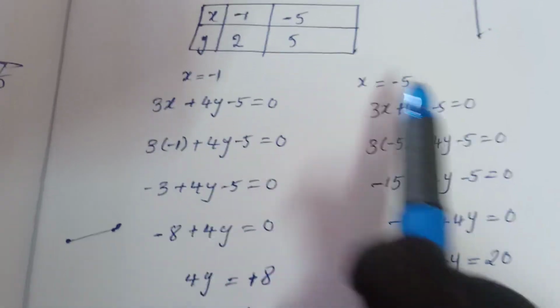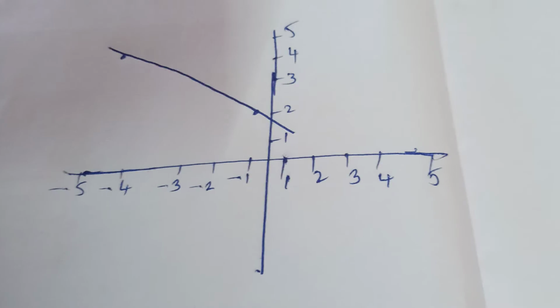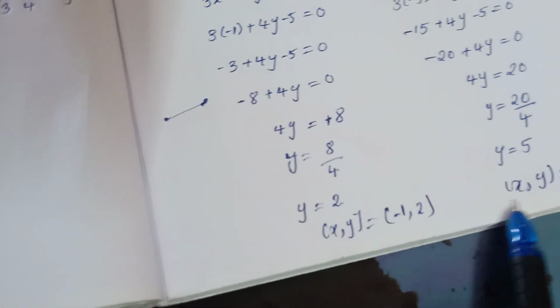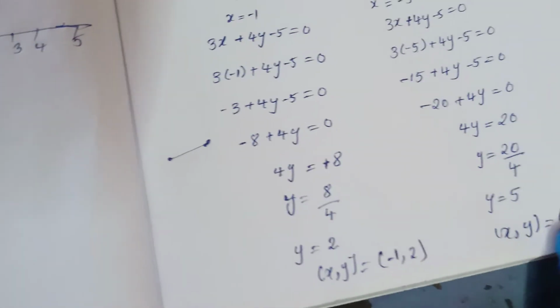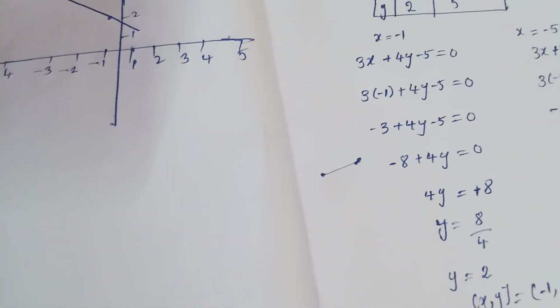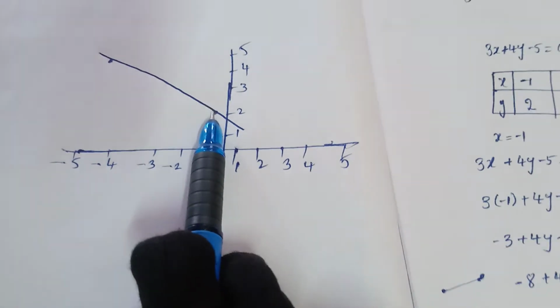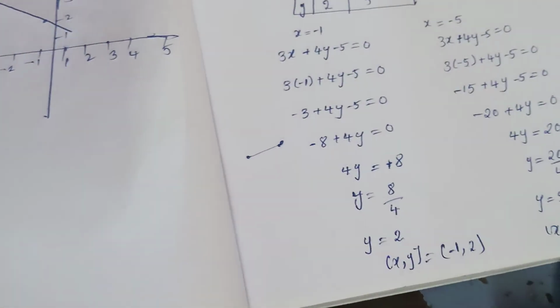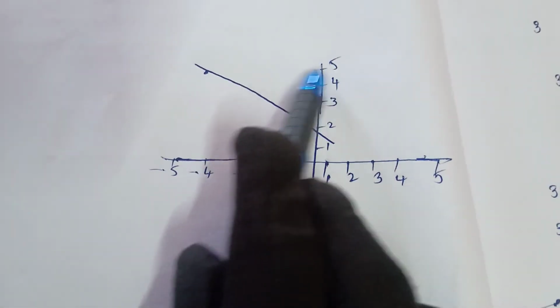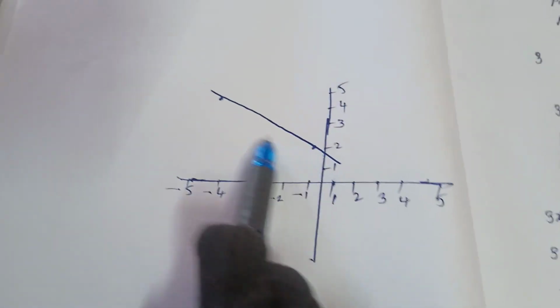Now we are going to locate these points on a graph. I roughly draw the graph here to locate the two points, minus 1 comma 2 and minus 5 comma 5. The first point is minus 1 comma 2, so we locate minus 1 on the x-axis and 2 on the y-axis. The second point is minus 5 comma 5: minus 5 on the x-axis and plus 5 on the y-axis. When we join the two points, we get a straight line.